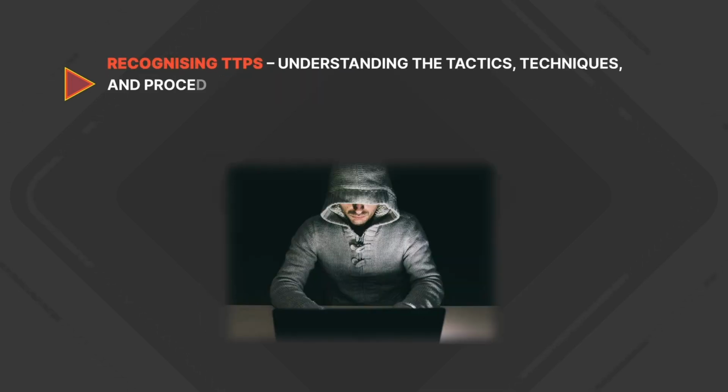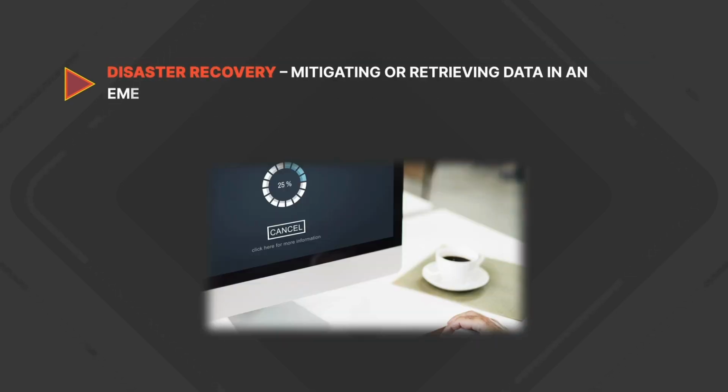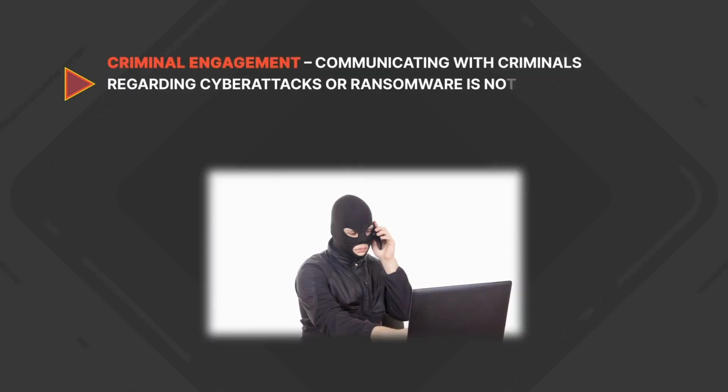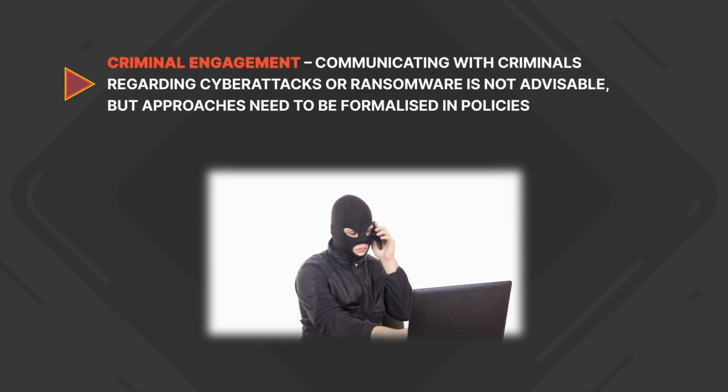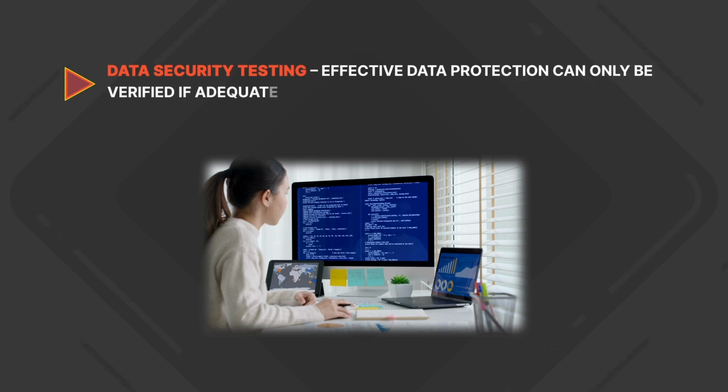Recognizing TTPs. Understanding the tactics, techniques, and procedures of known criminals and ensuring that they will not work on an operational system. Disaster recovery. Mitigating or retrieving data in an emergency will be vital during a sustained cyber attack. Criminal engagement. Communicating with criminals regarding cyber attacks or ransomware is not advisable, but approaches need to be formalized in policies. Data security testing. Effective data protection can only be verified if adequate and realistic testing is performed on it.